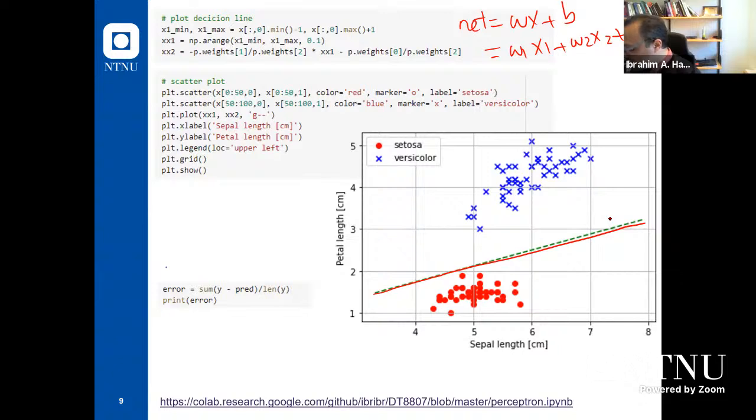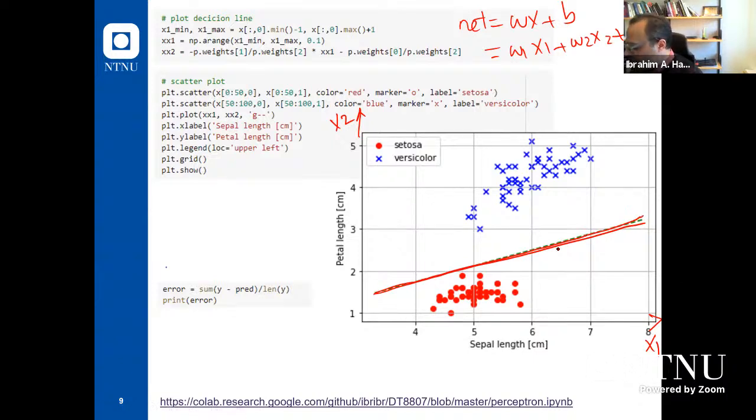So I will plot my data points. This is x1, the first feature. This one is the second feature. This is the blue class, it's Versicolor. And the red class is Setosa, right? And we generated this decision boundary by training our perceptron, right? We trained the perceptron and we got this line.